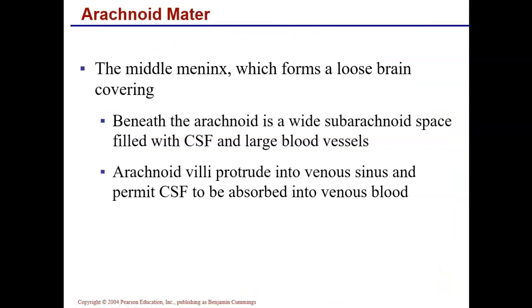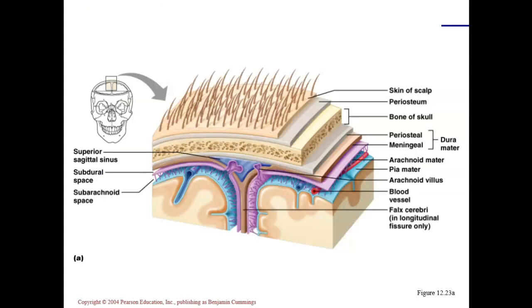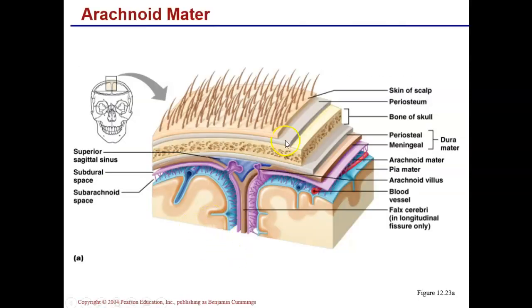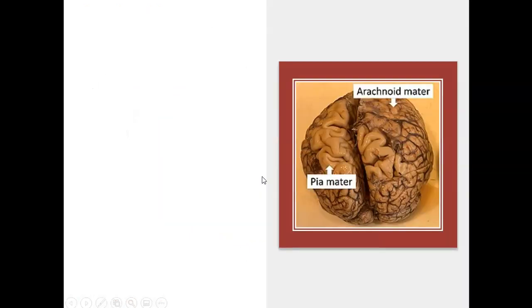We talked about the arachnoid, which is going to be much softer than the dura mater, and it's going to be directly beneath the dura mater. And it contains the subarachnoid space, which is filled with cerebrospinal fluid. Again, this purple over here, that's arachnoid, and below that is the subarachnoid space.